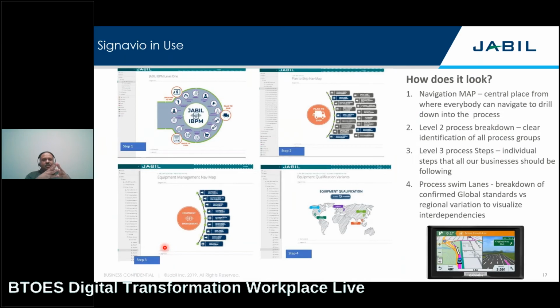This just shows you a screenshot of Signavio, how we use it. This is our navigation map. This would be a level 2, a level 3 drill down capability. And I talked about the GPS. This would be a GPS all in Signavio, where anybody can go into the organization and look at the process baselines based on the drill down.